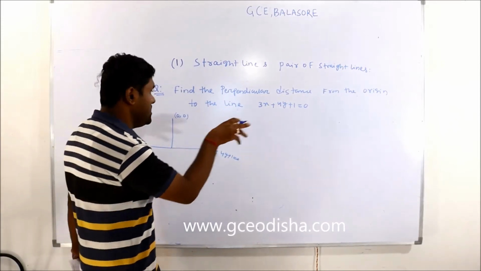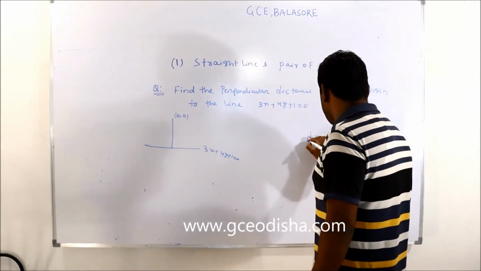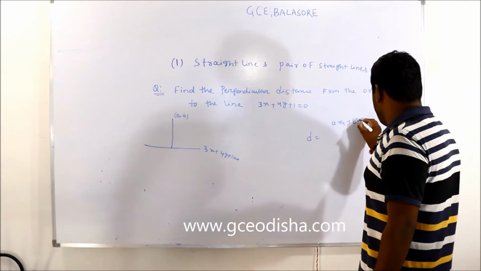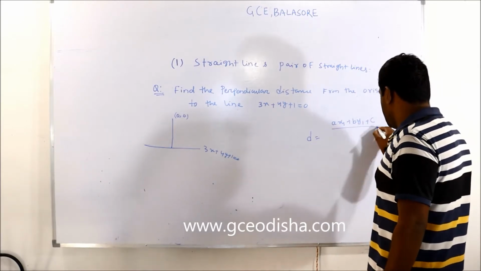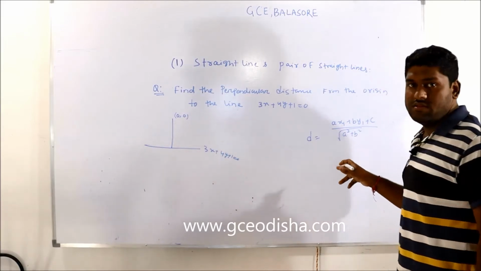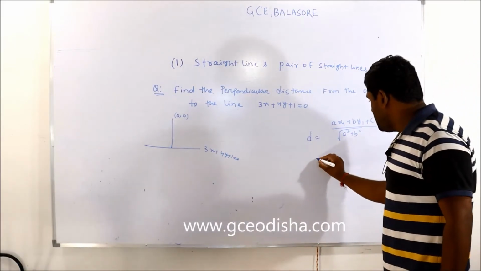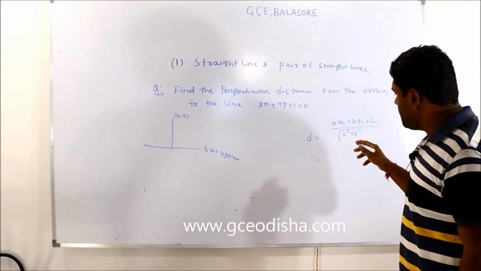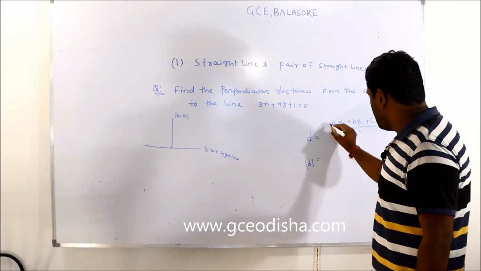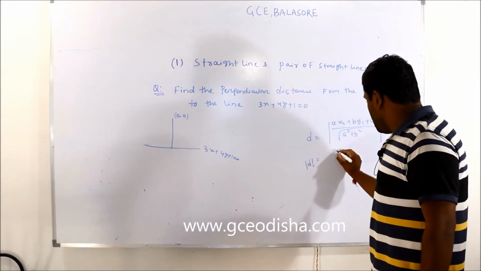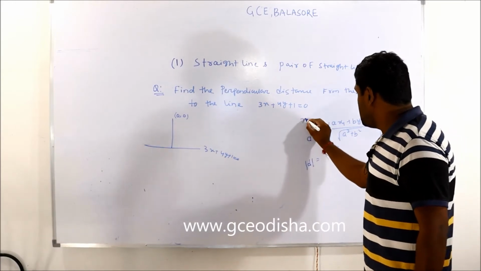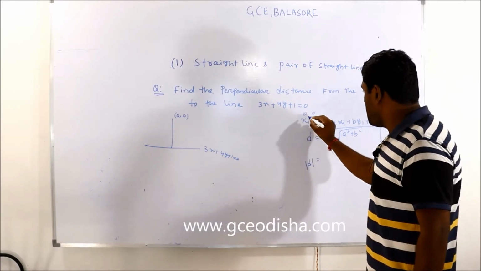This is a question based on the formula d is equal to (ax1 plus by1 plus c) divided by square root of a square plus b square. Generally distance is a magnitude, so distance is the mod of this. What is a? 3. And x1, y1 is 0, 0, since this is from the origin.